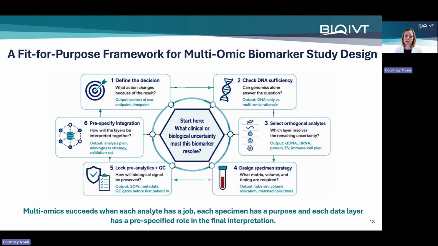Every analyte should have a job, every specimen should have a purpose. So a tissue biopsy shouldn't simply be collected because tissue is available. It's really important that the specimen is contributing information that can directly address some type of biological uncertainty that exists. And that's where multi-omic programs are most successful. If they're very well disciplined and well defined, they know exactly why each analyte is being measured and how those measurements will be interpreted, because that's how we can really ensure success before any data is generated.